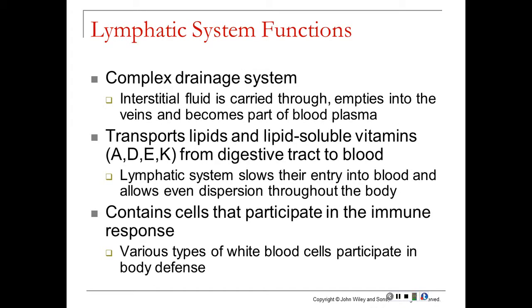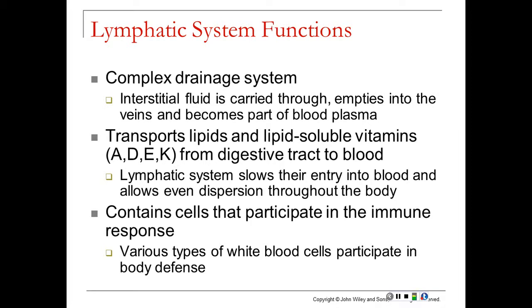So let's talk about some functions of the lymphatic system. It's a very complex drainage system. That interstitial fluid, as I mentioned, is carried through the body. It empties into the veins, and eventually it will become part of the blood plasma. The majority of what is transported within these lymphatic vessels is lipids and lipid-soluble vitamins, including A, D, E, and K. Those are coming from the digestive tract, and then they'll be dumped into the blood up near the superior vena cava, and we'll look at how that works a little later.